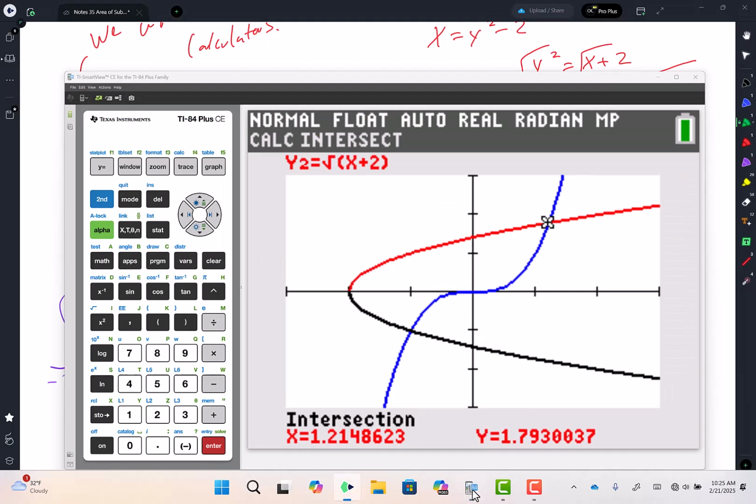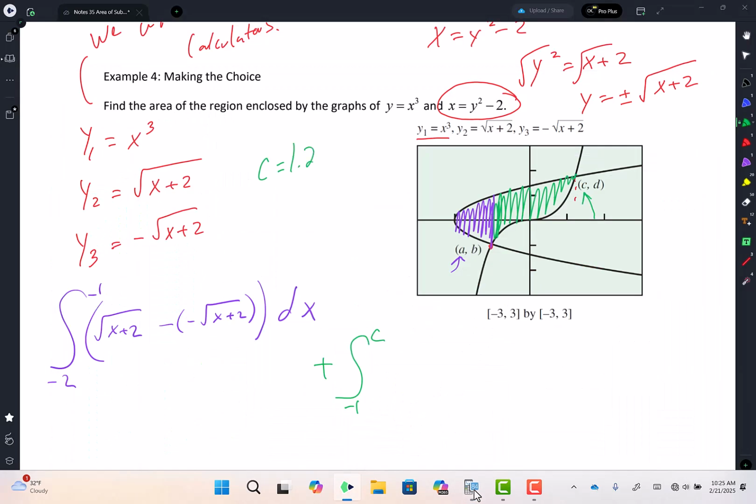1.2148623. You guys help me out. Put as many digits as possible for the reader or whoever's grading it. And now you don't have to say that number anymore. You can just say the letter. Do the same thing with your calculator, guys, so you don't mess up.